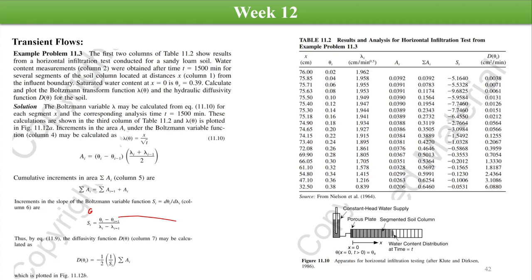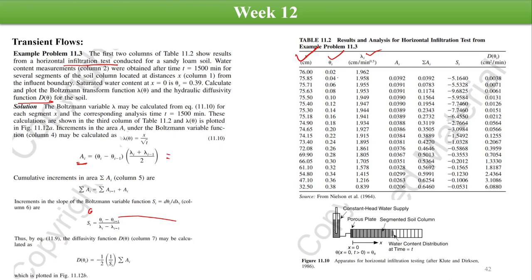Okay, so let's understand this problem we have studied. The value of this x, the location, is provided; that is a horizontal infiltration test. The value of theta I at that particular location is provided, and then the value of lambda I is provided. At the end we need to determine the diffusivity function D of theta. First we can determine Ai, that is the area at that particular iteration, which will be equal to theta I minus 1.